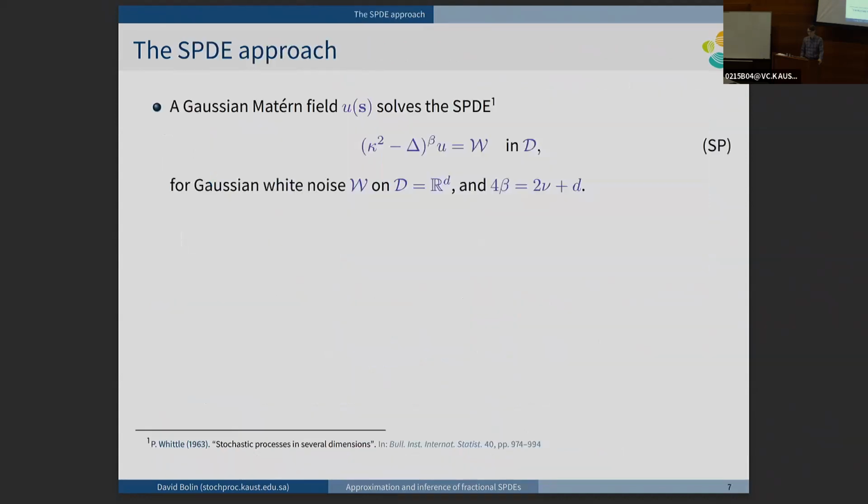And one way of doing this is through the stochastic SPDE approach. It has been known for a long time, since Peter Whittle's work in the late 50s, early 60s, that if you take this particular Gaussian process, a mean zero Gaussian random field with a Matern covariance function, it can be viewed as a solution to this fractional stochastic SPDE when viewed on the entire R^d. This fractional parameter beta is related to the smoothness parameter nu by beta equal to nu plus d over 2, where d is the dimension of the space.